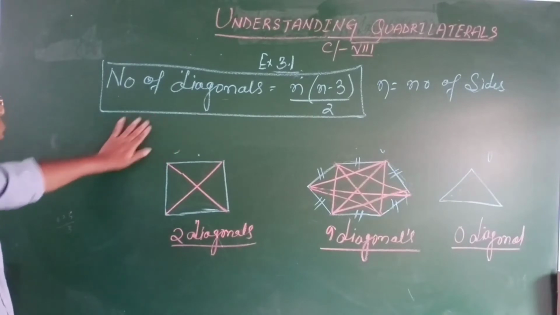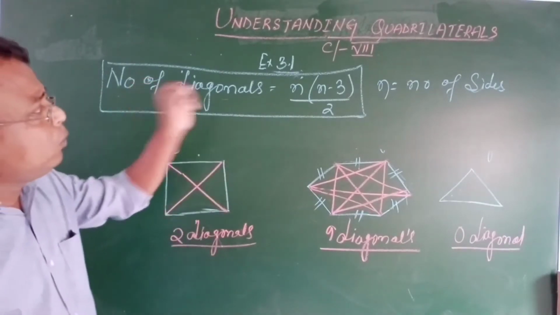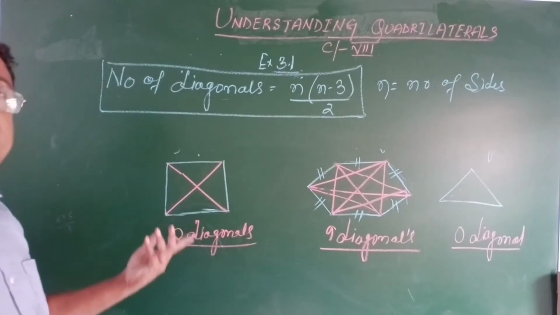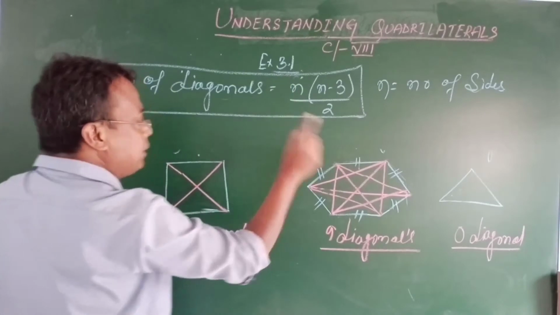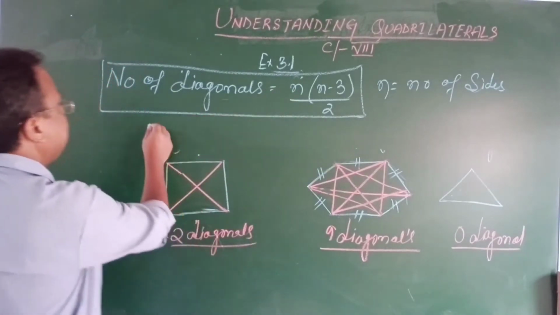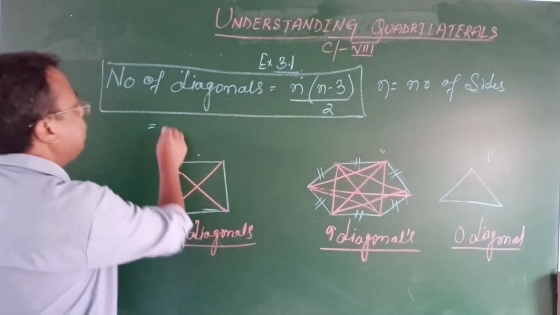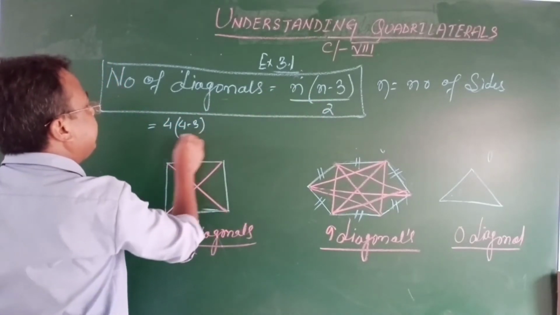Suppose you want to find the number of diagonals in a quadrilateral. Use this formula, and you can find it very easily. So let us see this case. n means number of sides. How many sides are there here? Here 4 sides are there. So in place of n, you can write 4. Then it is 4 into (4 minus 3) divided by 2.